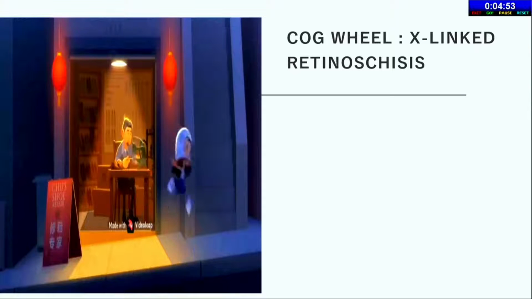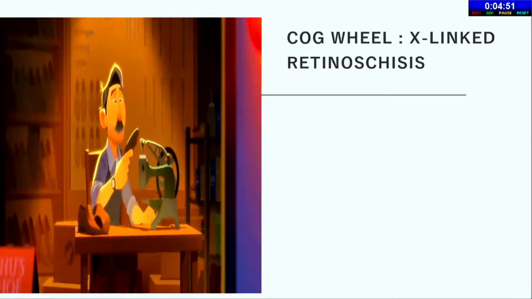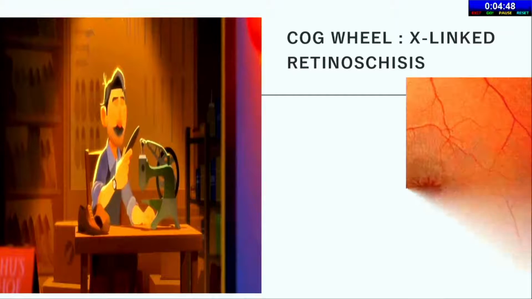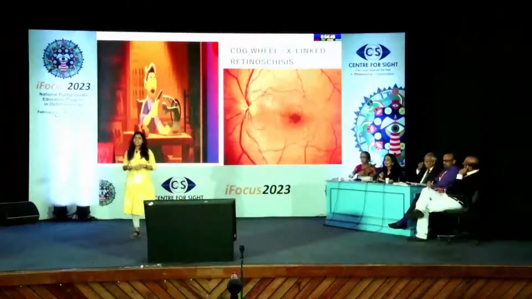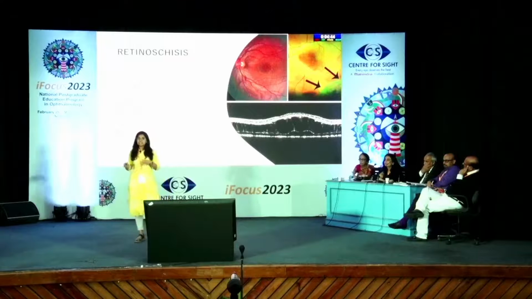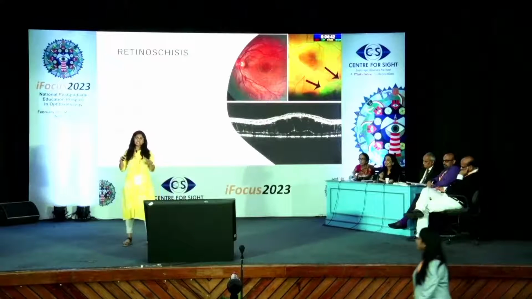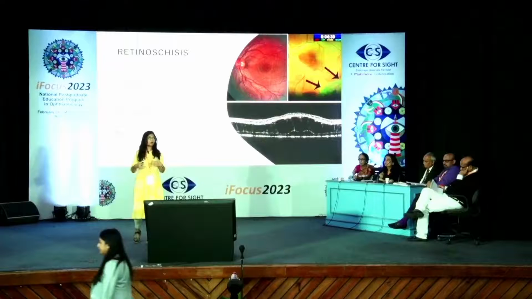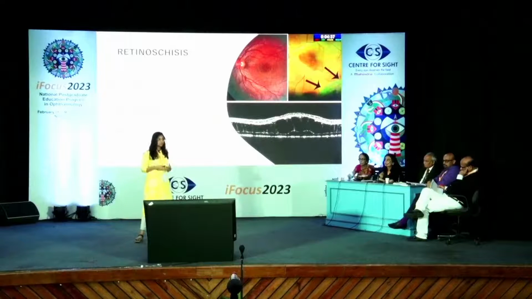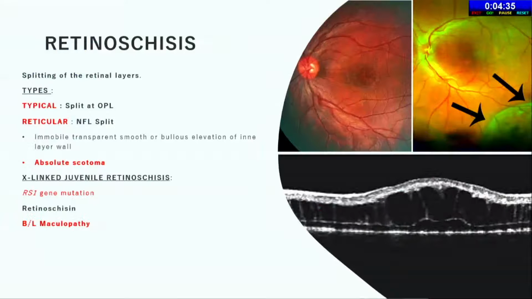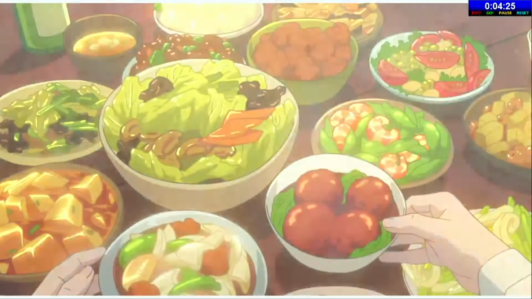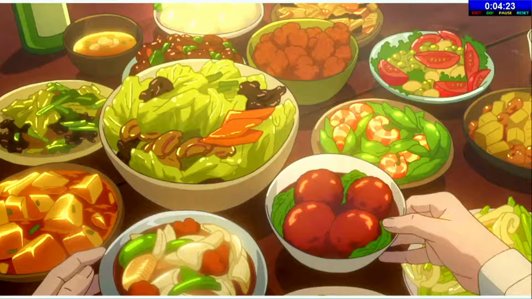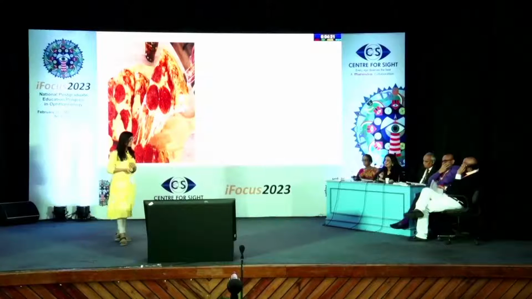As he rolls his cogwheel, he thinks, what can I do to make her little birthday special? And this can be compared to the cogwheel appearance in X-linked retinoschisis, which is the splitting of the retinal layers, usually occurring in the inferotemporal location among adults, causing an absolute scotoma. Among children it occurs as X-linked juvenile retinoschisis due to an RS1 gene mutation, occurring as a bilateral maculopathy, and this gives it the cogwheel appearance.